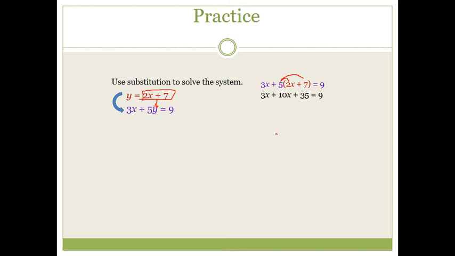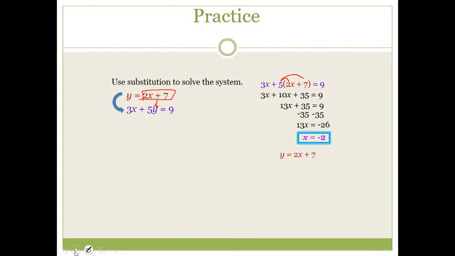And again, now I have an equation that only has one variable in it. So then we can solve that equation just using our inverse operations. I combine like terms to get 13x plus 35 is 9. I subtract 35 from both sides. So that 13x is negative 26. And then finally I can divide both sides by 13 to get the solution of x equals negative 2. Or rather, to get half of the solution, right? We got x. Now we need to get y.